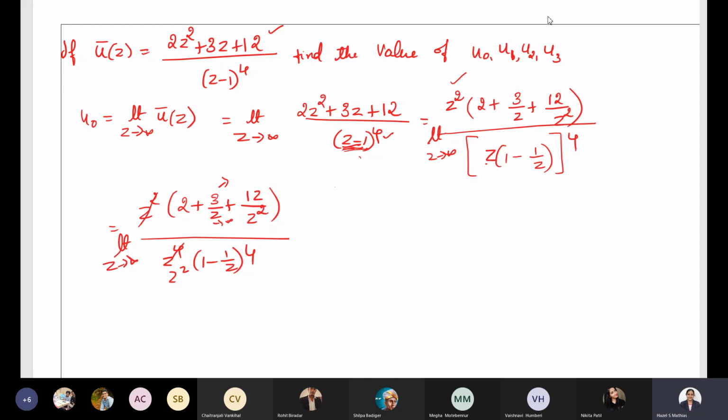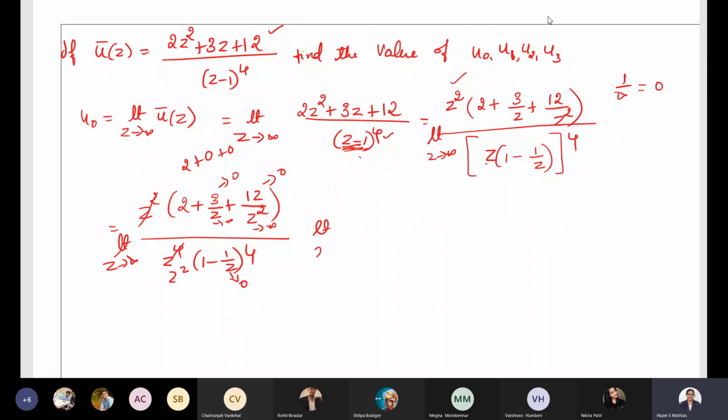Similarly here, when z square tends to infinity, 12 by infinity tends to 0. Similarly over here, when z tends to infinity, 1 by infinity tends to 0. So what remains here? 2 plus 0 plus 0. In the denominator we have z square, correct? So 2 divided by z square will remain.